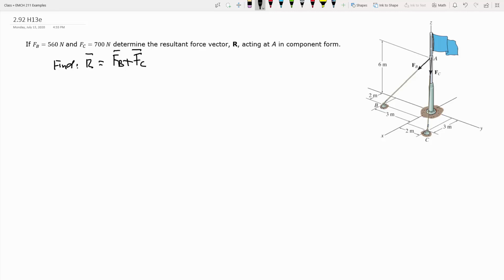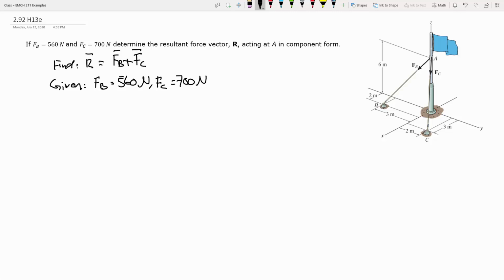And we have some information here in the given that I also want to record. So we're told the magnitudes of these two vectors. So FB is 560 newtons and FC is 700 newtons. And this will come into play when we're adding our vectors together. Notice here that I did not write a line over FB or FC because here I'm talking about magnitudes. So FB without a line is the magnitude of vector FB, which is what I wrote above.